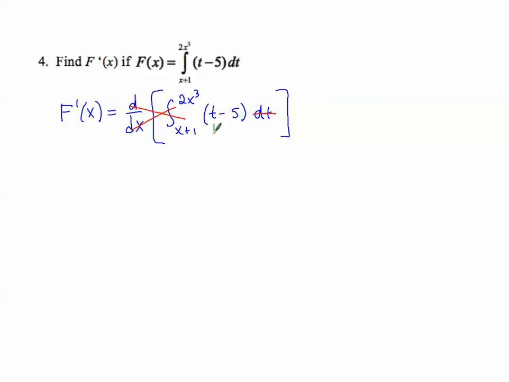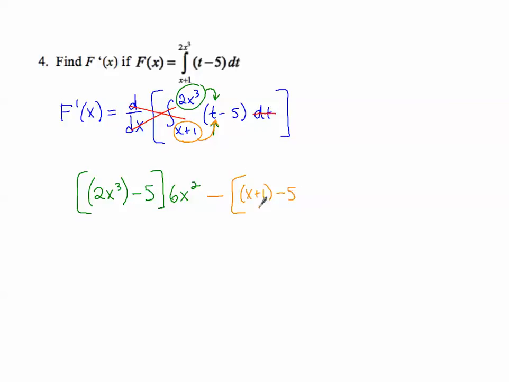So remember, instead of writing t, I'm going to be plugging in the upper limit first. So 2x cubed in place of the t minus 5. Then I multiply by the derivative of what I plugged in, applying the chain rule, 6x squared. Minus, now the lower limit gets plugged in, so x plus 1 minus 5, and applying the chain rule, the derivative of x plus 1 is 1. So just a little reminder that this part right here and this part right here, I'm applying the chain rule.